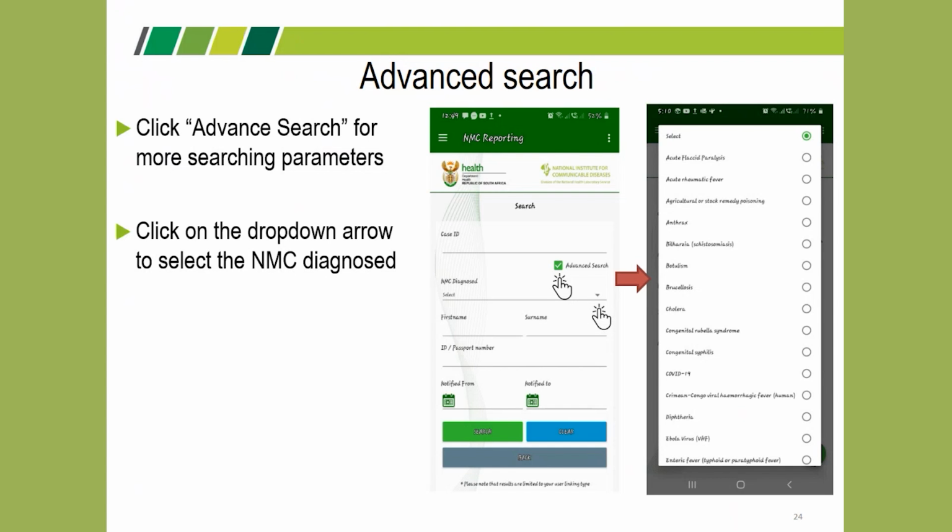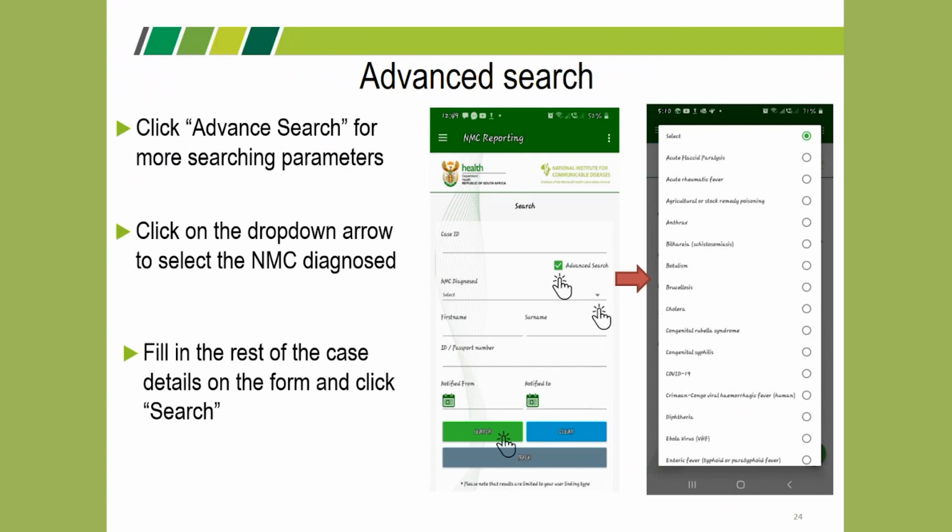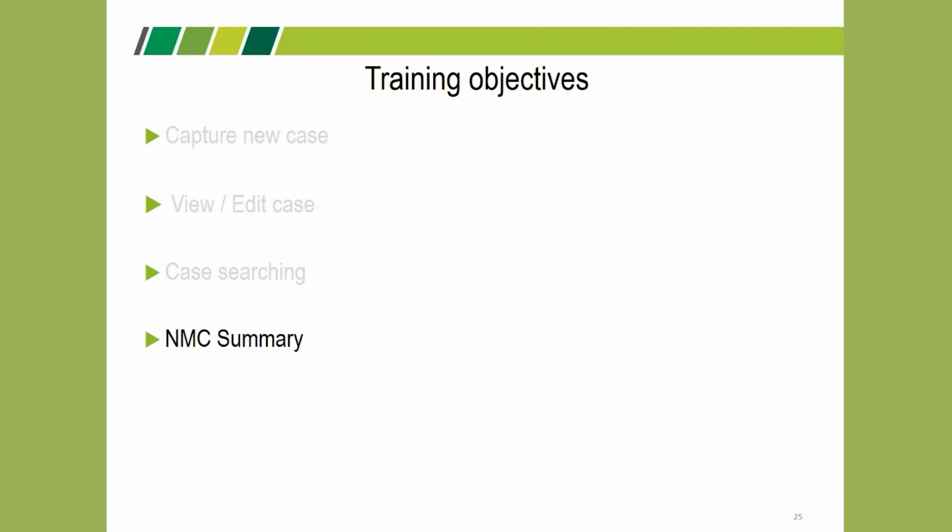That is also a very quick search. So if you want to look at perhaps all your cholera cases or measles cases, you can just tick into that particular NMC. But first you have to put a tick into advanced search. You can also then set your time frame. So you can say that you want from notified from that date to notified to a date. And then once you are done, you can click on to search.